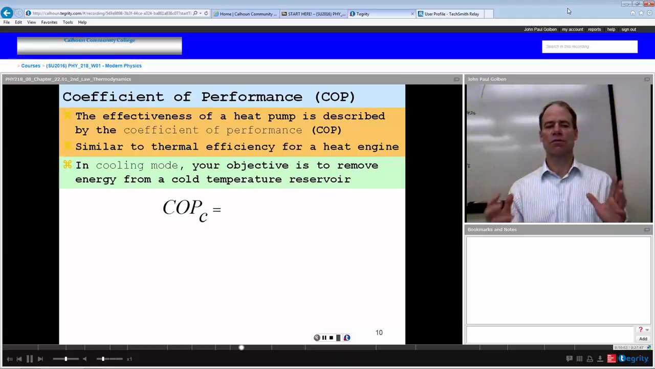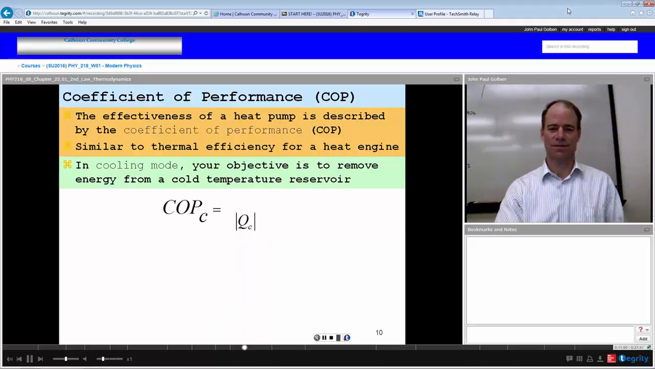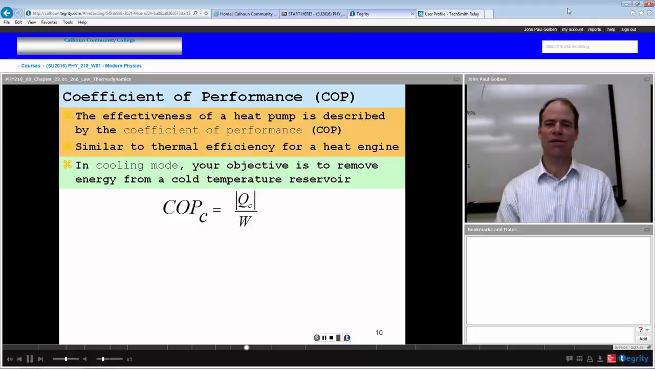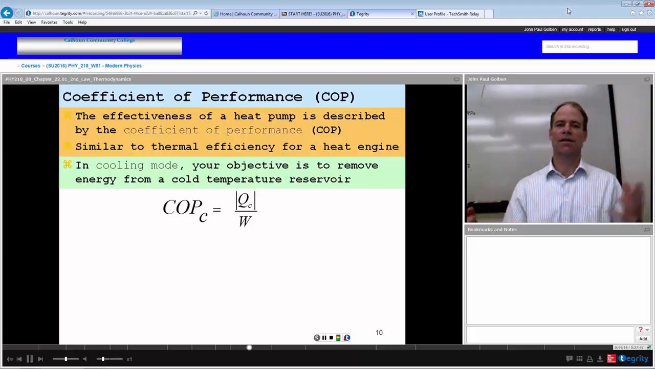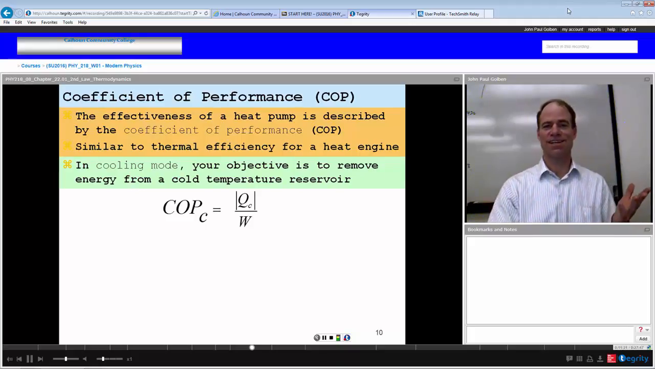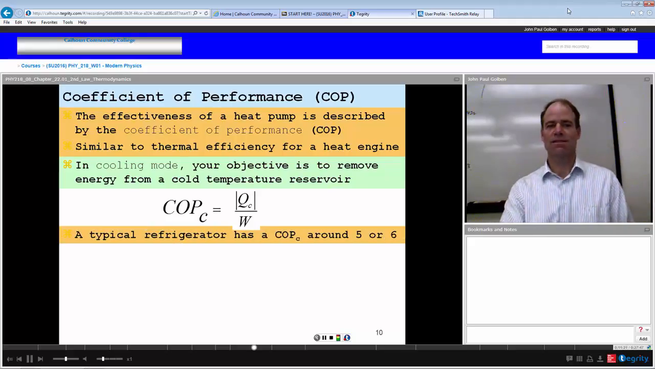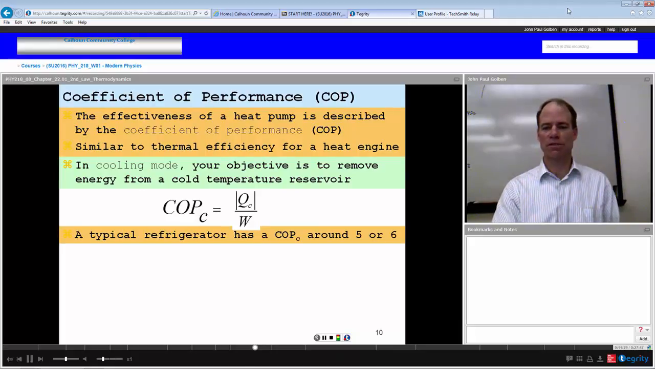The coefficient of performance in a cooling mode requires some supervision. So we have a COP. Our coefficient of performance in cooling mode is what we hope to gain, which is to extract energy from a cold reservoir, over what we got, which is the work input to our system. So again, just like efficiency, it's what we hope to gain over what we got. A typical refrigerator will have a coefficient of performance around 5 or 6.